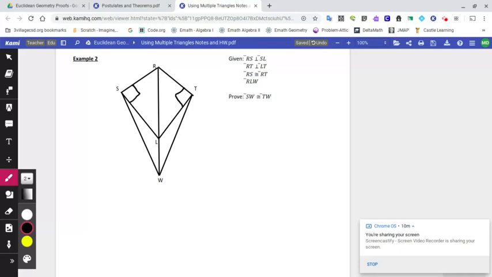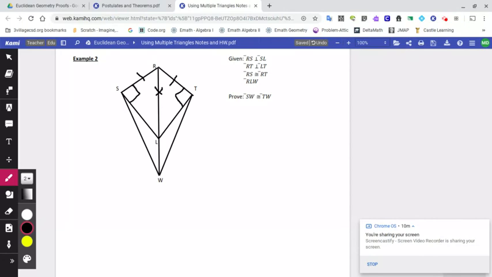And we have RS congruent to RT. And then of course by reflexive, I've got RL congruent to itself. So I can prove those two triangles congruent by hypotenuse leg, no problem.